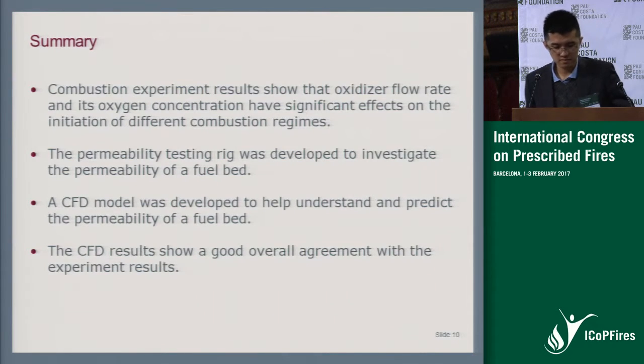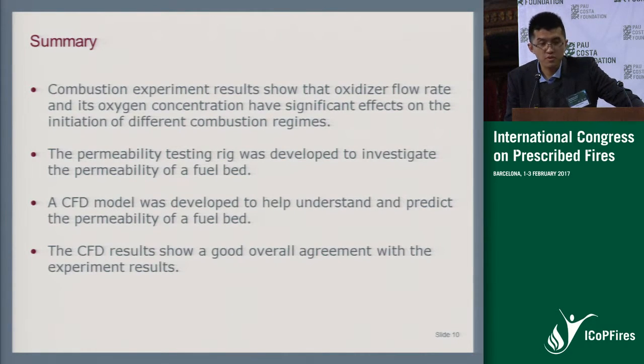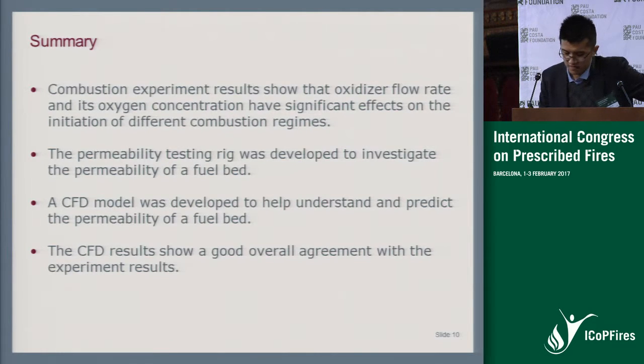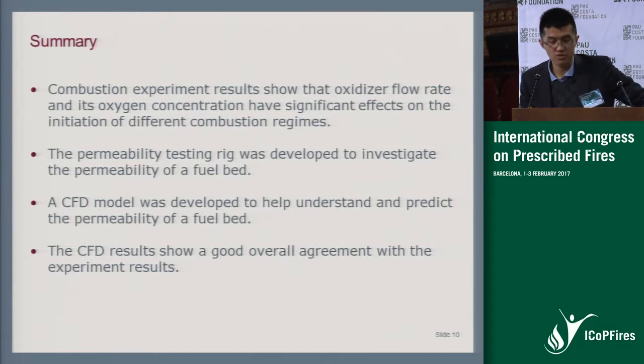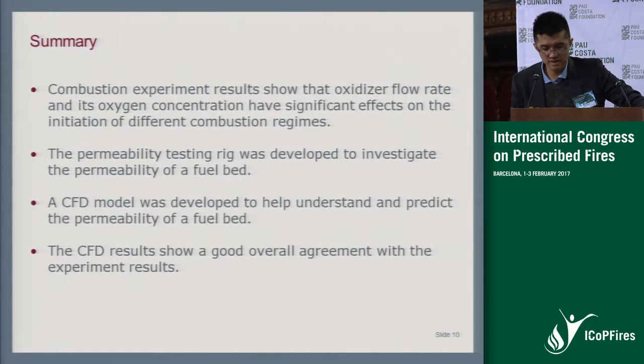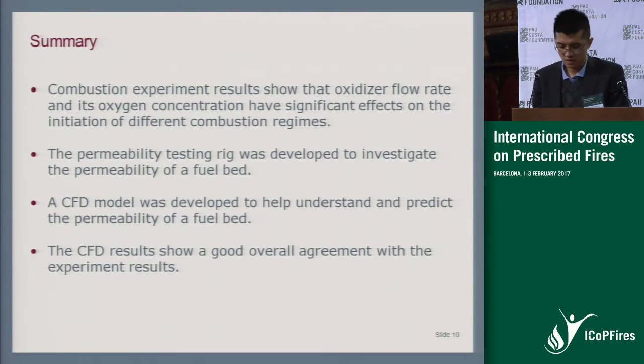So in summary, combustion experiment results show that oxidizer flow rate and its oxygen concentration have significant effects on the initiation of different combustion regimes. The permeability testing rig was developed to investigate the permeability of a fuel bed. A CFD model was developed to help understand and predict the permeability of a fuel bed. The CFD results showed a good overall agreement with the experimental results.